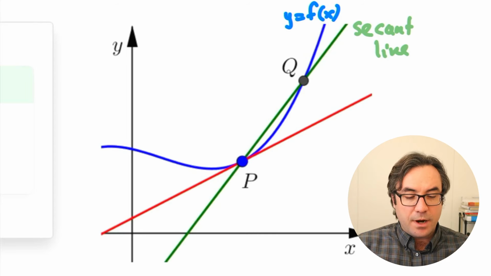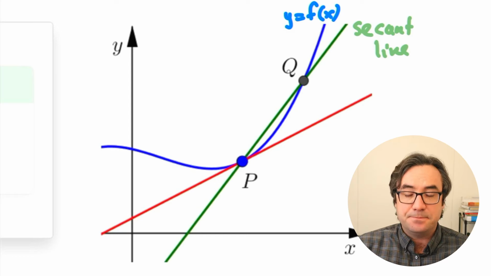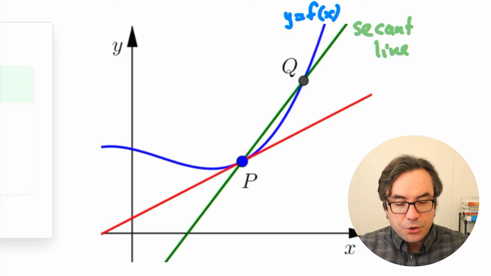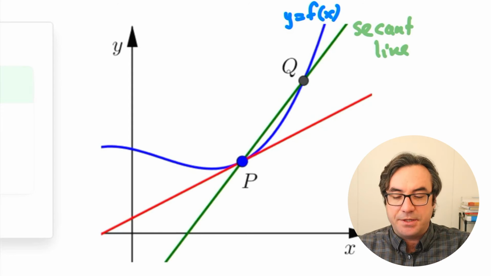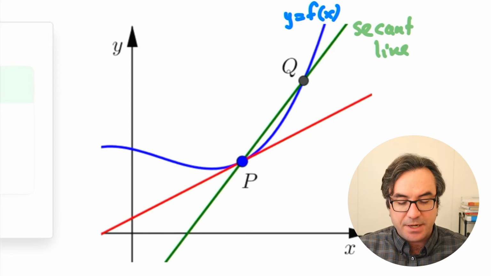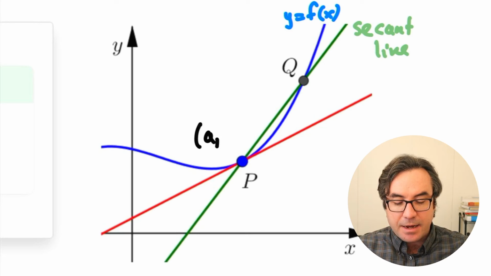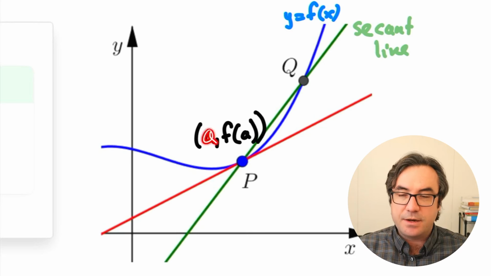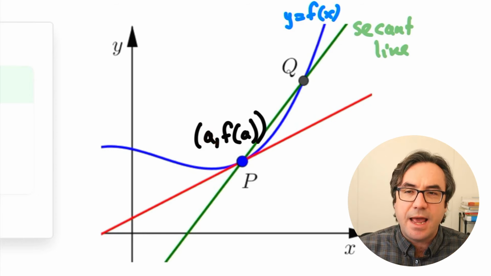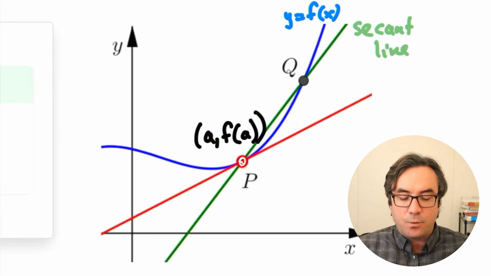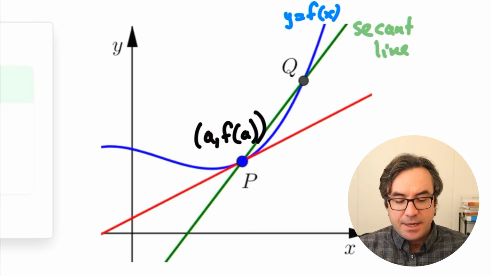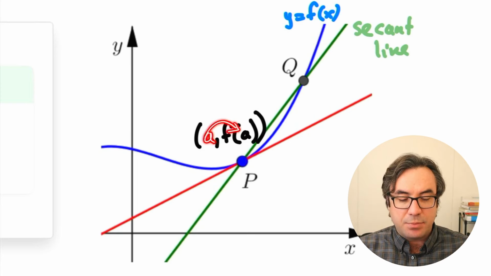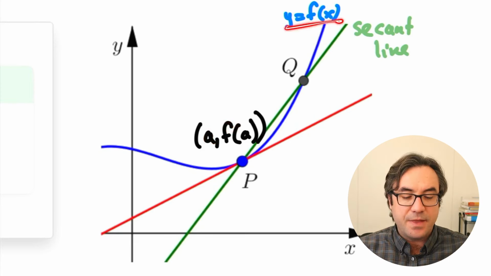All right, so what are the coordinates for point P? Well, usually we're going to be looking at some kind of specified point. So we're going to call the coordinates for point P here a comma f of a. The x coordinate is just some constant a. And the way we figure out the y coordinate for this point is we take the x coordinate and plug it into our formula, and that gives us the y coordinate.